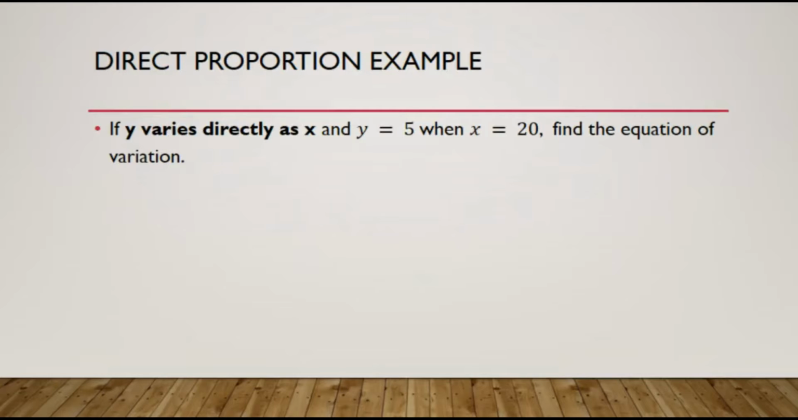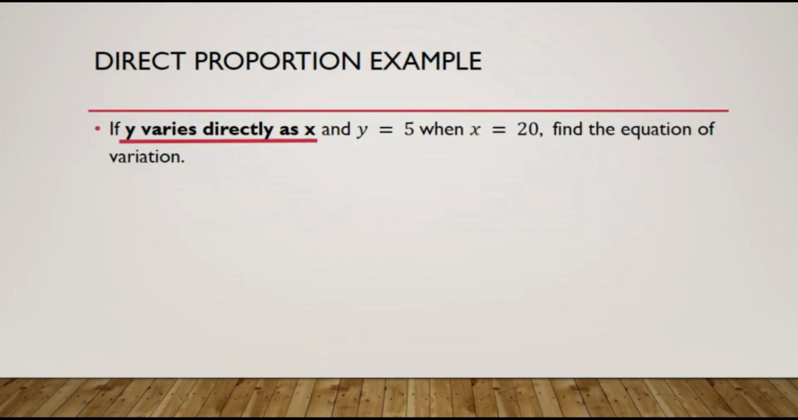In a direct variation problem, the constant k, which is referred to as the constant of variation or constant of proportionality, can be found if one pair of values of x and y is known. Let's take a look at an example. If y varies directly as x and y equals 5 when x equals 20, find the equation of variation.